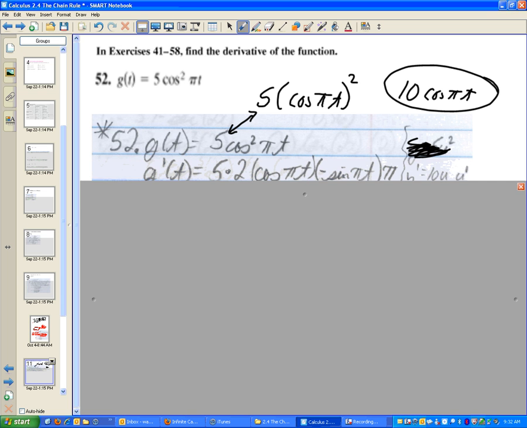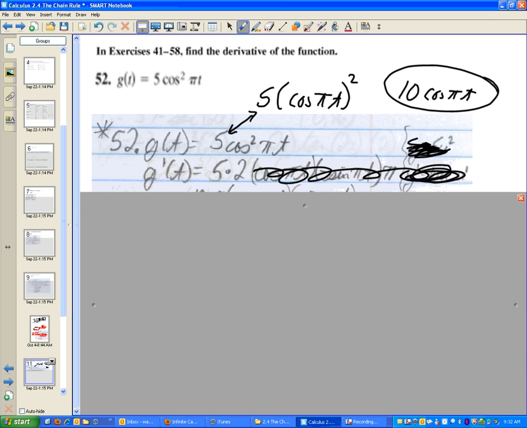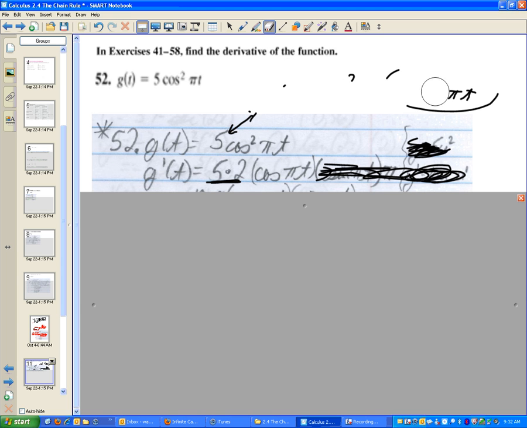Okay? So, close your eyes. All right, open your eyes. So we really do: n times the coefficient, 5 times 2, u, cosine of pi t, subtract 1 from the exponent, 2 minus 1 is 1, then the chain rule part, times the derivative of u. So now we have to take the derivative of the cosine of pi t. Okay, everybody ready? Let me erase all this other stuff.